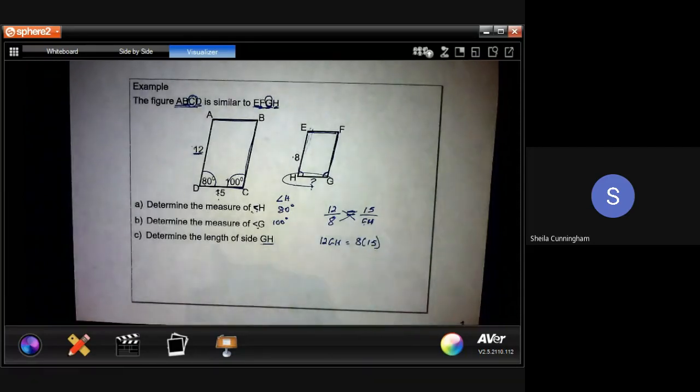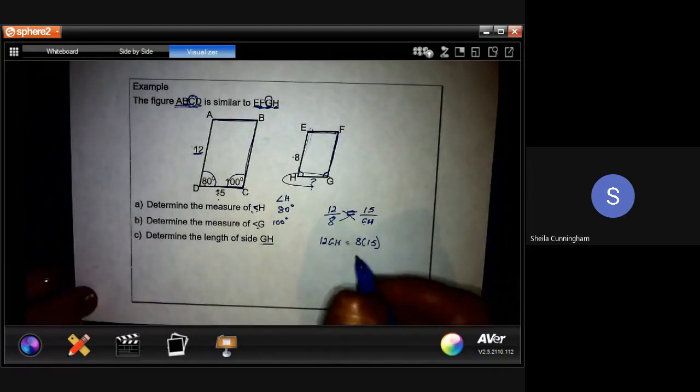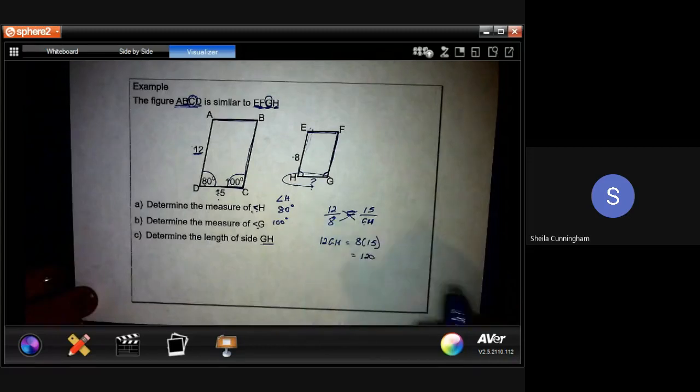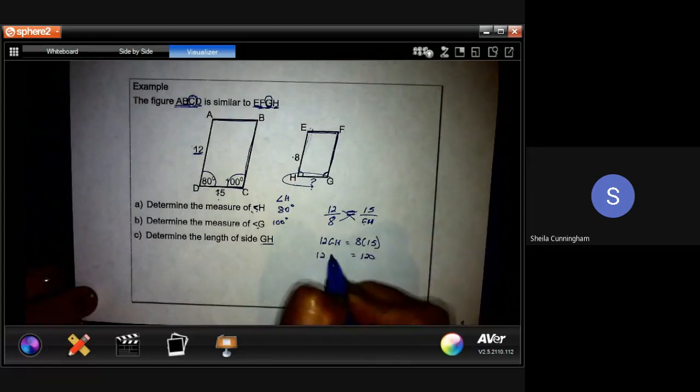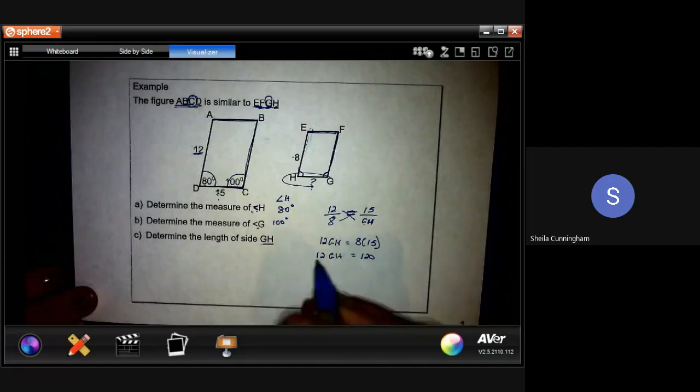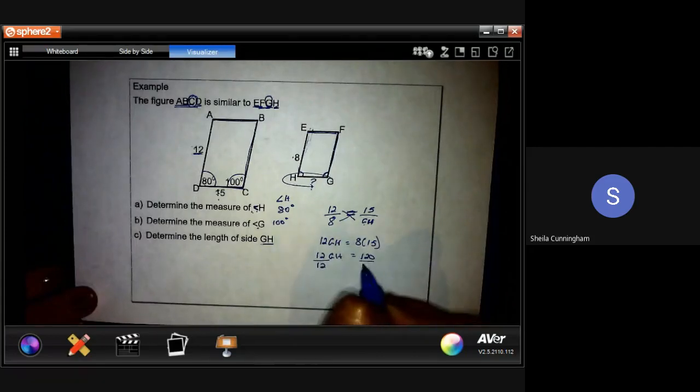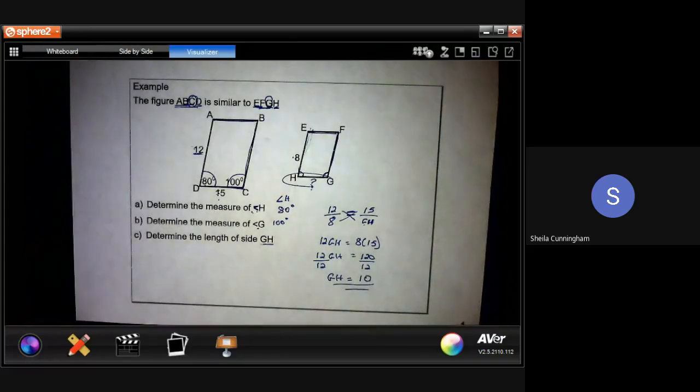So this brings in that whole solving these proportions using cross multiplication. I'm going to take the 8 times the 15, which is going to give me 120. So I really have 12 GH is equal to 120. I'm going to divide by this 12, and I am going to be left with that GH, that missing side that I don't know yet, is equivalent to 10. So I've just used my proportions to help me solve for that missing side.